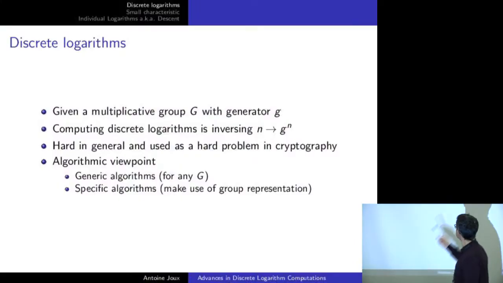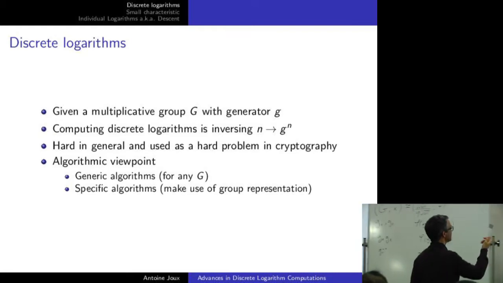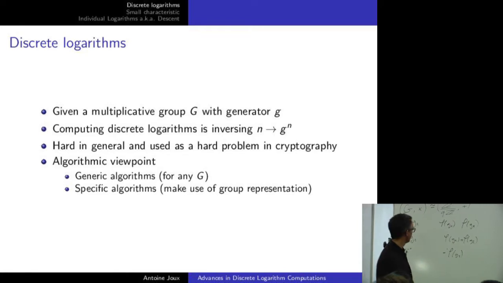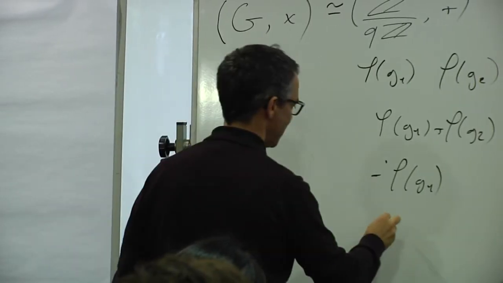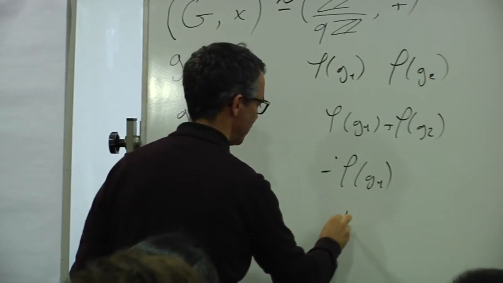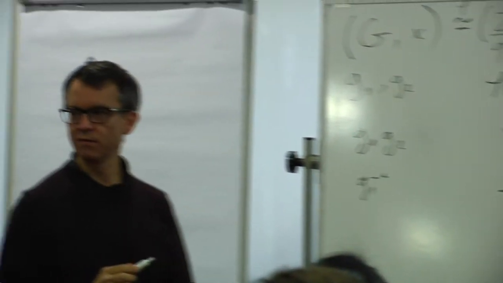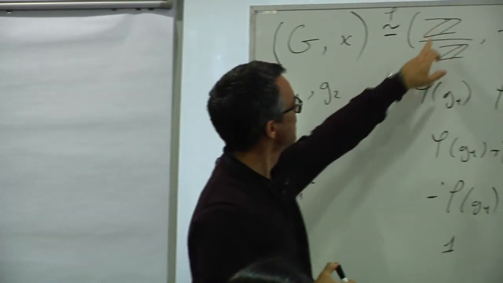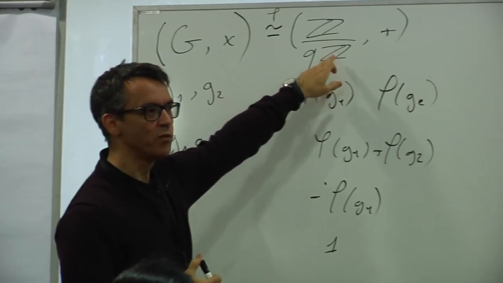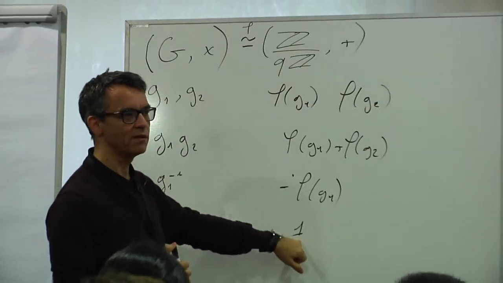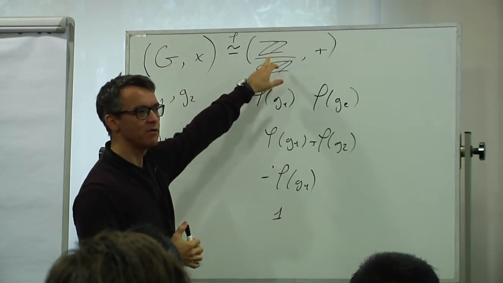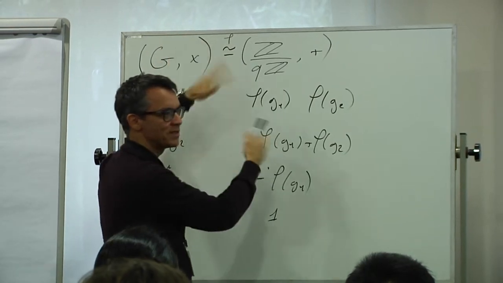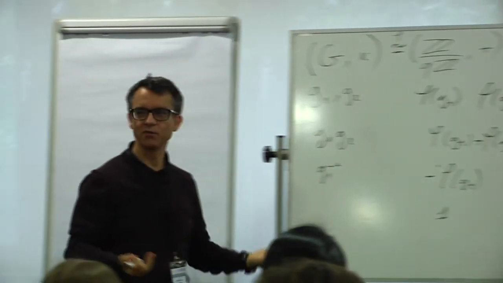Another way of looking at it is saying that the map that computes discrete logs is just the inversion of this map. What is my map? Assume that I'm taking one specific element here, which is the element 1. This is a very nice element because if you give me an element of this group Z over QZ and you want to compute the log of this in base 1, you just need to divide the element by 1. So the log of something in this group, if you forget about all the rest, is just the value itself, which is kind of cute.